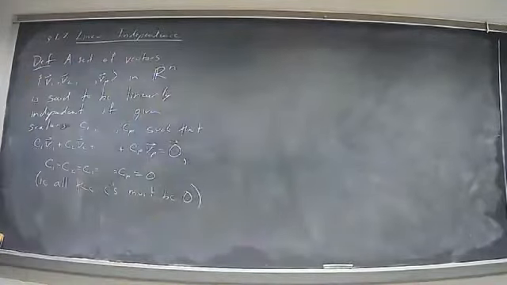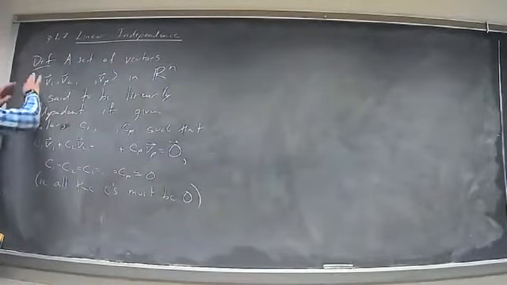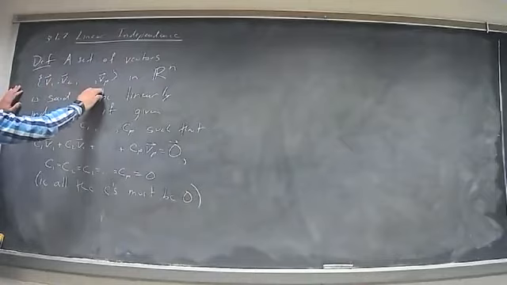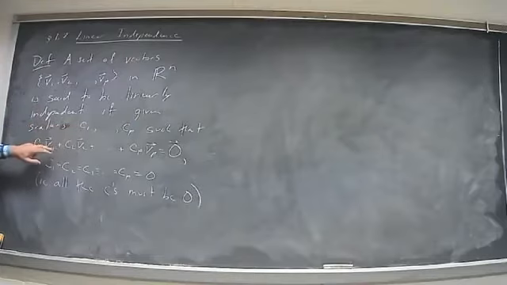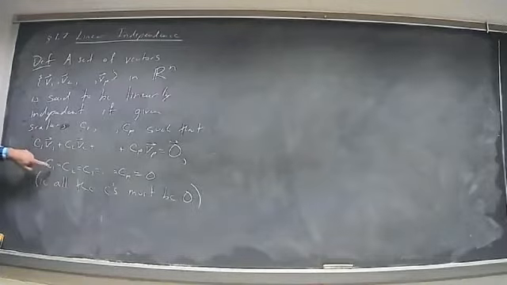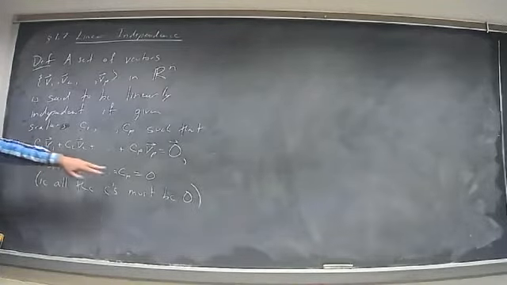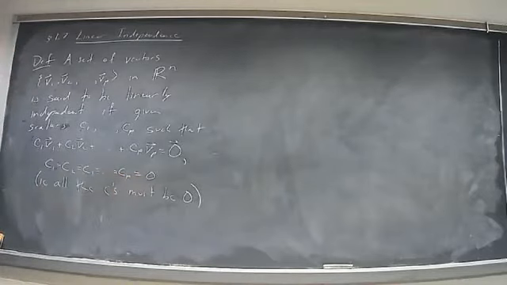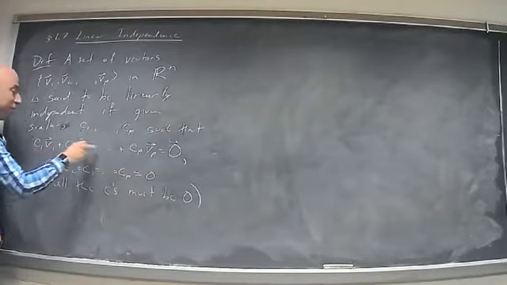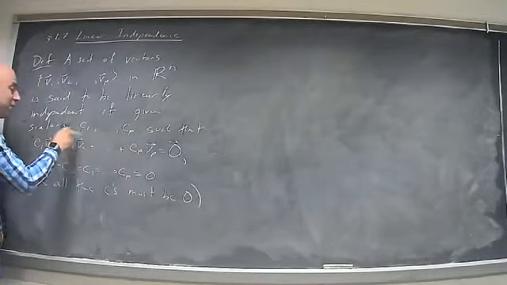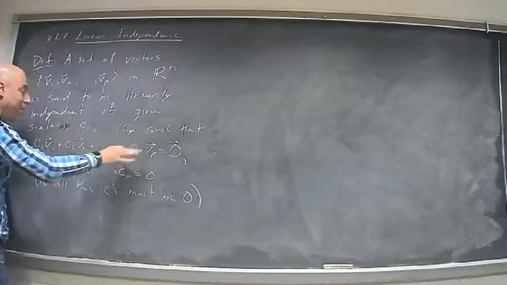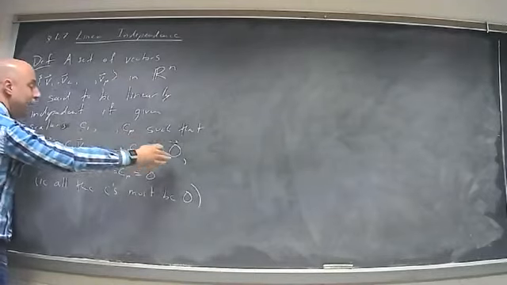So for those of you watching the recording again, a set of vectors v1 through vp in Rn is said to be linearly independent if, given these scalars, this equation implies that all the c's must be 0. So notice what we've done here. We've taken a linear combination of v1 through vp. We've taken a multiple of v1, a multiple of v2, a multiple all the way up to vp, and added them all up. And we got the 0 vector.